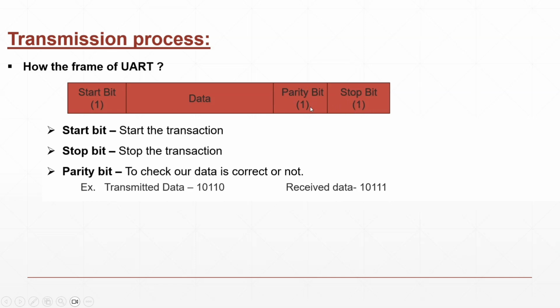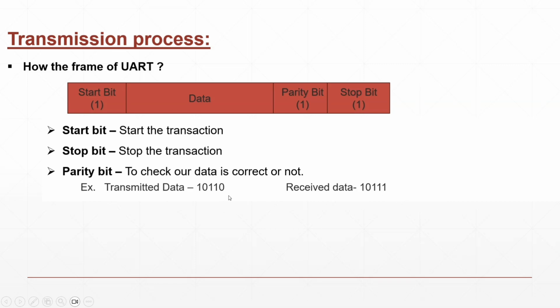And this parity bit is used for checking whether the data you are sending is correct or not at the receiver side. That we can check by the parity bit. Now let's take one example. If you transmitted data like 10110 and we received 10111, here there is a data mismatch, right? Here it is 10110 and here 10111. So there is a one bit data mismatch.